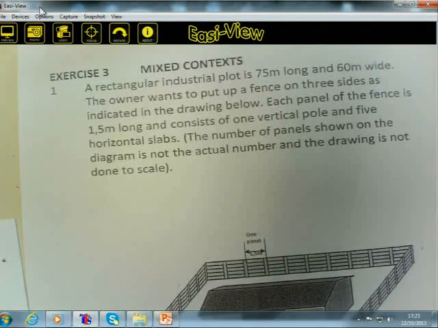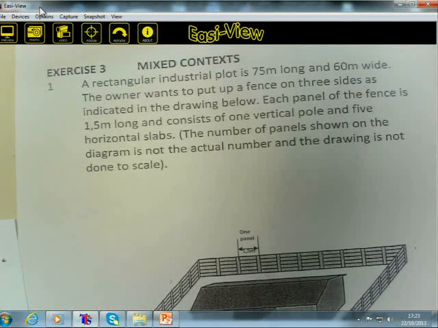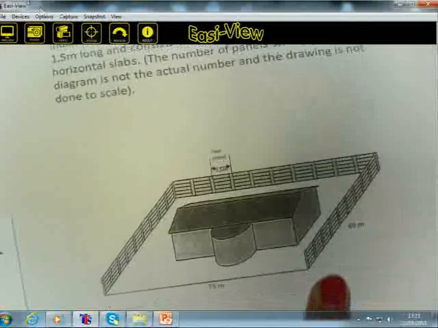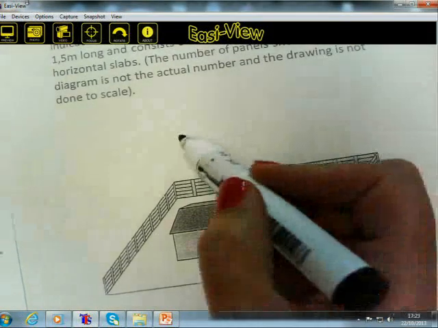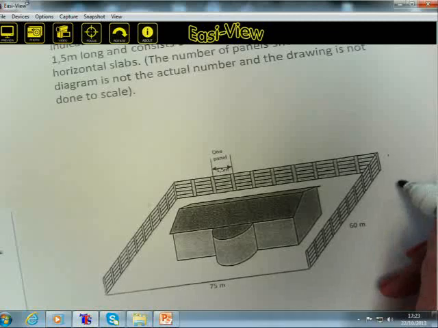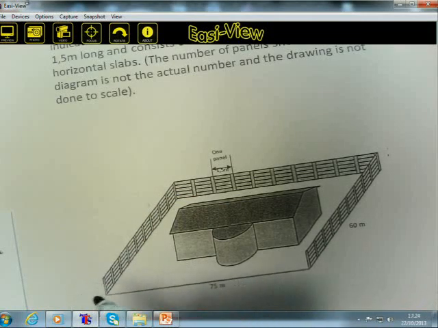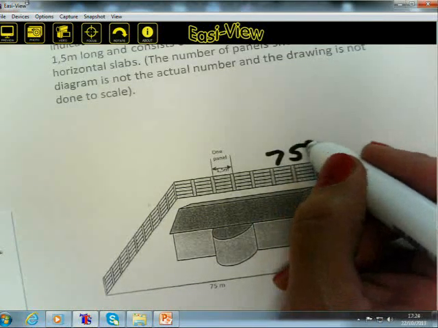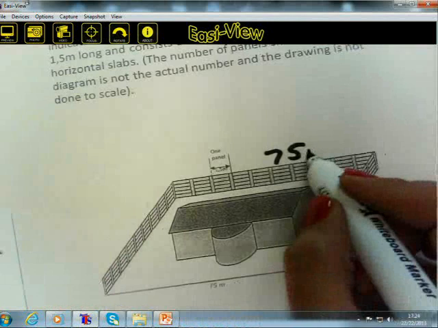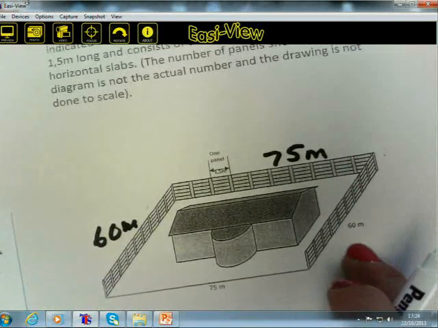They give us an industrial plot, and it has a length of 75 meters. That one is also 75 meters, that long part there. This is 60, and that one is 60. So the first thing that you must do is please write that in there. 75, that's 75, and this is also 60 meters and 60 meters.